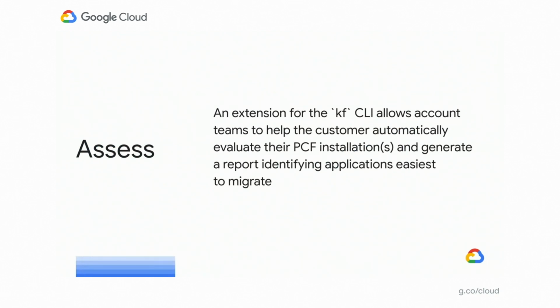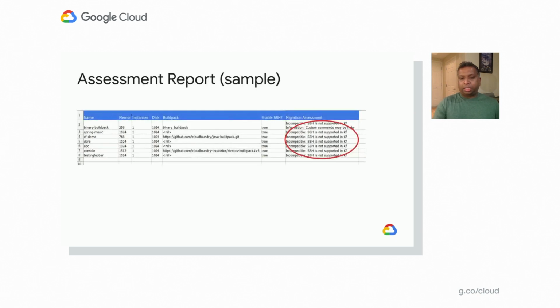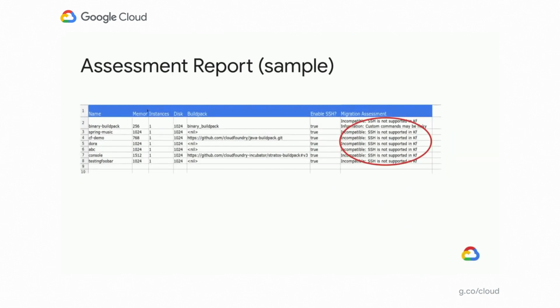The first phase of moving your application from Cloud Foundry to Anthos is running an assessment. So, as part of the KF tool, we provide an assessment capability. You can run the KF tool against your Cloud Foundry application, and it will tell you if it is a good fit for the KF platform. So in the next slide, you see a sample report which is generated by the KF tool. And on the right-hand side, it's showing whether the migration assessment has passed or not.